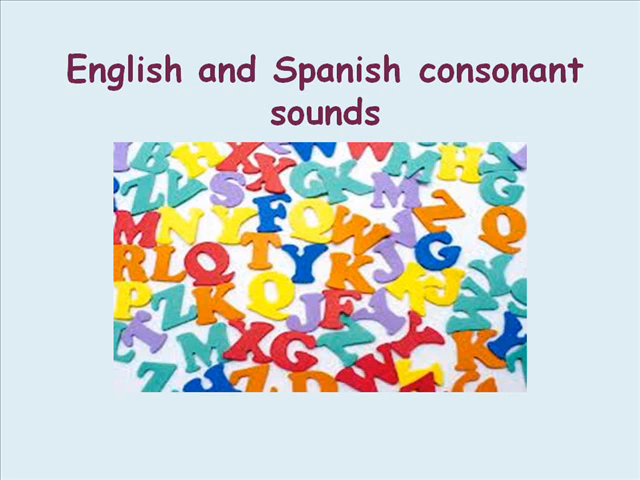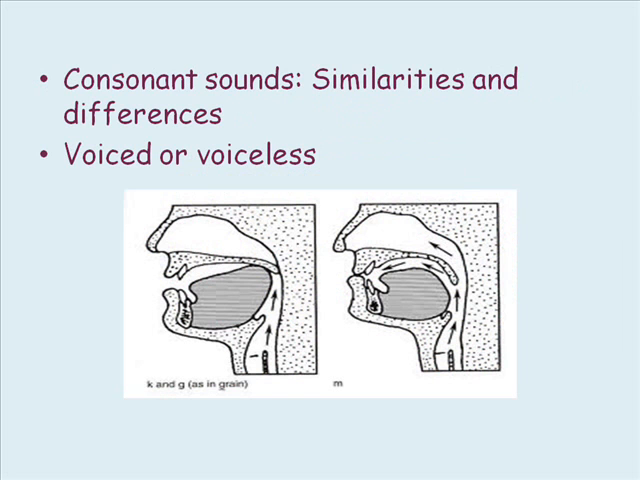This video is to explain consonant sounds and their similarities or differences in English and in Spanish. Consonant sounds can be classified as voiced or voiceless. That is to say, there is or there is not vibration in the vocal folds when producing them. Basically, some of those sounds are similar in both languages. However, some of them are only produced either in English or in Spanish. Let's see what sounds there are.